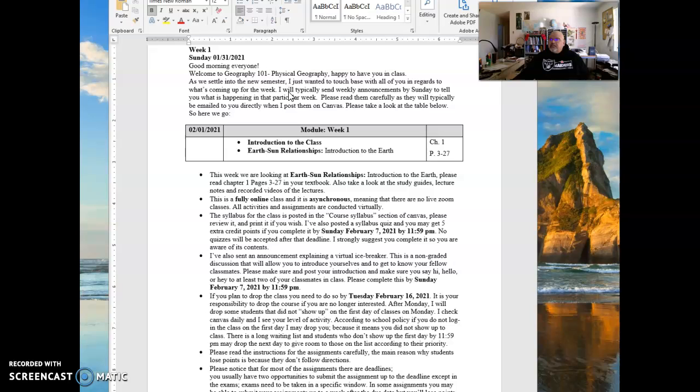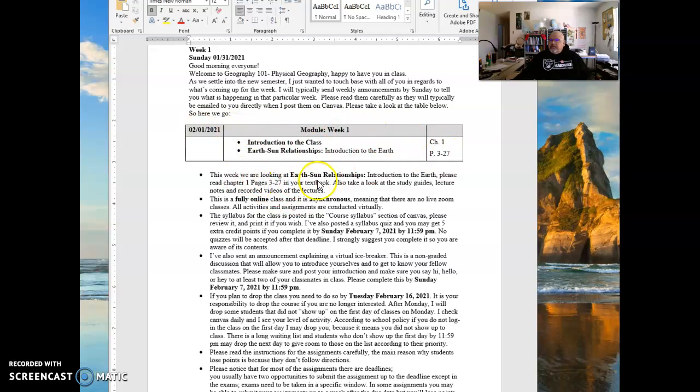As we settle into the new semester, I just wanted to touch base with you in regards to what's coming up for the week. I would typically send weekly announcements by Sunday to tell you what is happening in that particular week. Please read them carefully, as they will typically be emailed to you directly when I post them on Canvas. Take a look at the table below. Here we go.